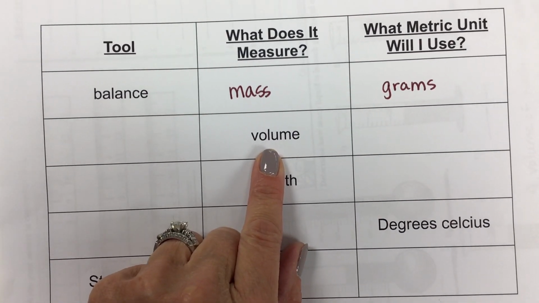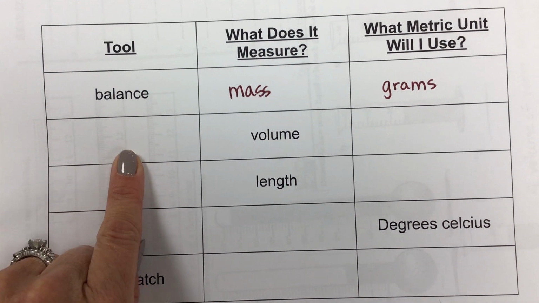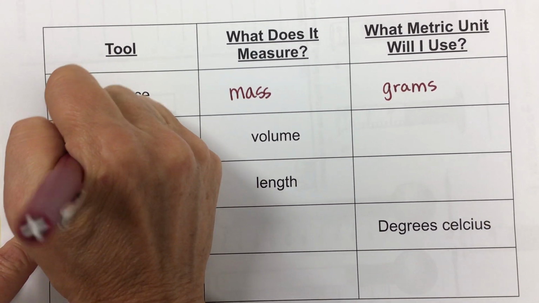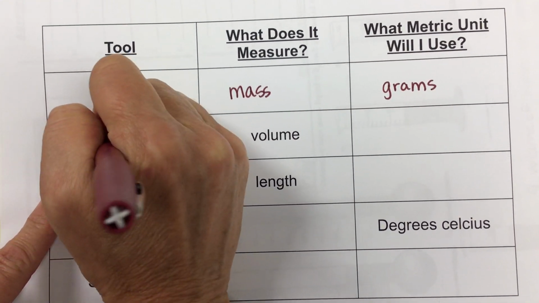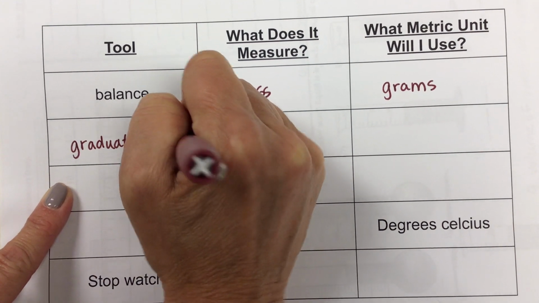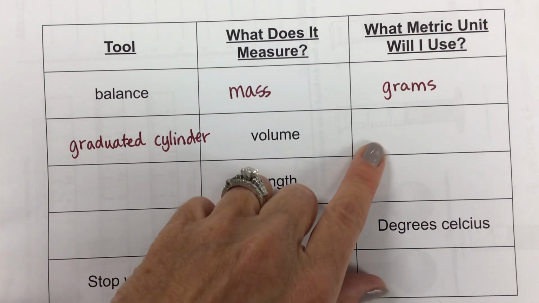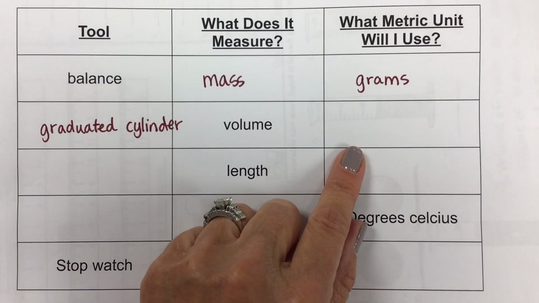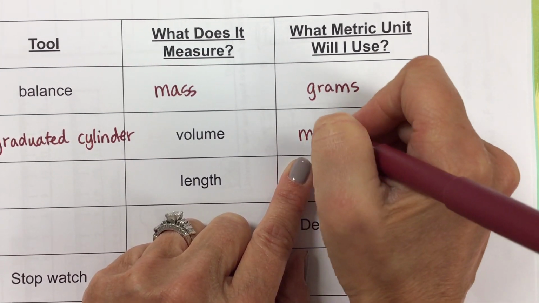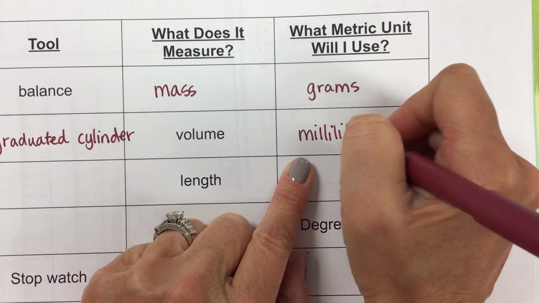Okay, when I measure volume, what tool might I use? Graduated cylinder. Very nice. Very nice, boys and girls. Okay, and when I measure volume, what unit might I use? Milliliters. Okay.